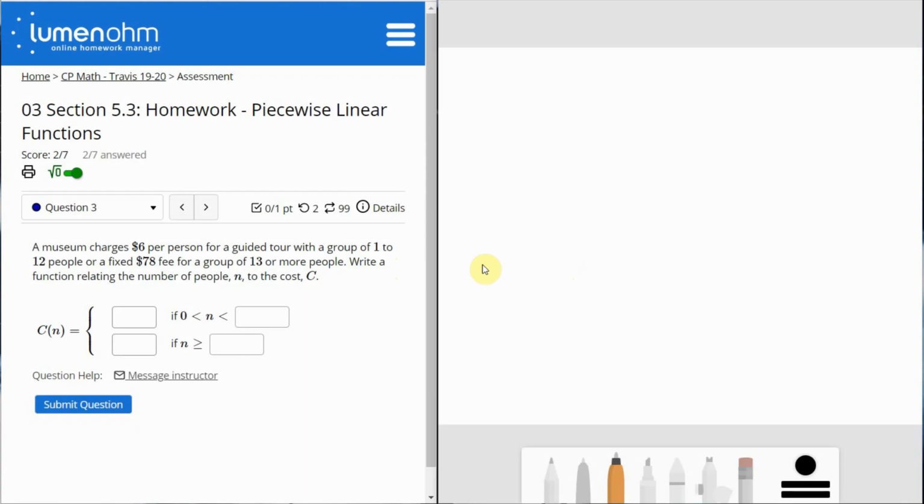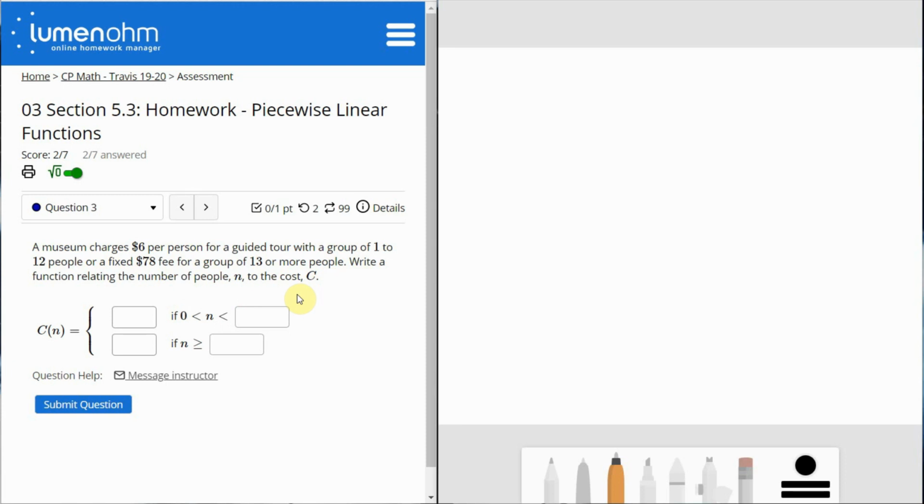Question 3 wants me to set up the piecewise function this time. It says a museum charges $6 per person for a guided tour with a group of 1 to 12 people, or a fixed $78 fee for a group of 13 or more people. Write a function relating the number of people N to the cost C.